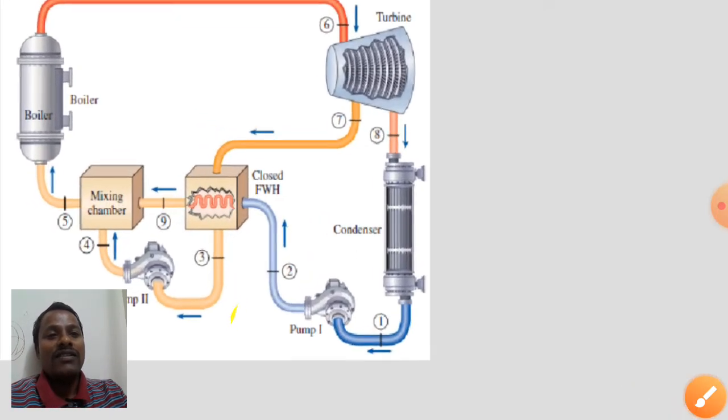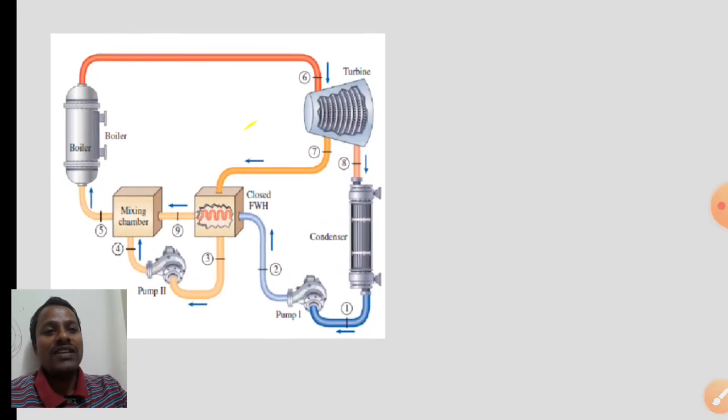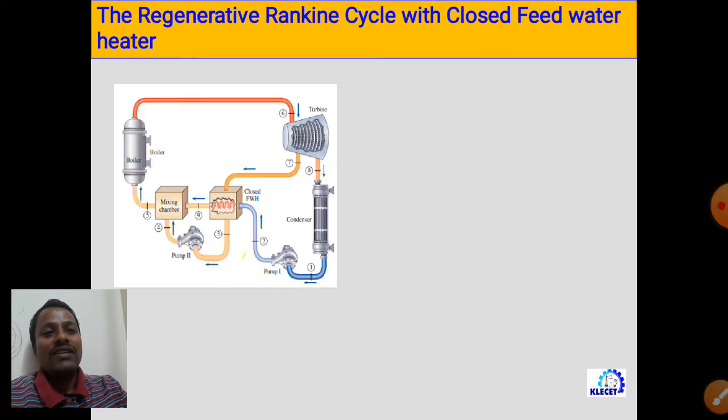undergoing heat exchange operation inside the closed feed water heater. The condensate is flowing inside the tubes, as we have discussed in the previous slide, and steam from the steam turbine, the bled steam, is flowing outside the tubes and it gets condensed. Again it is pumped back into the circuit.